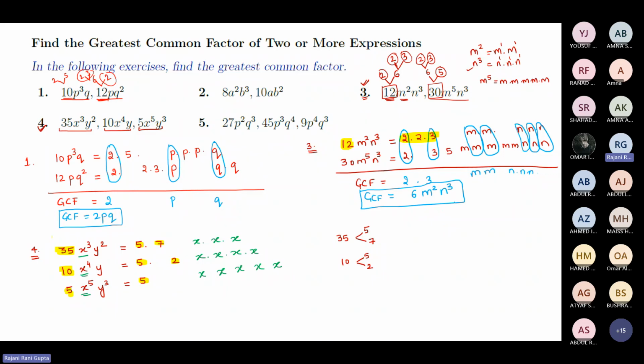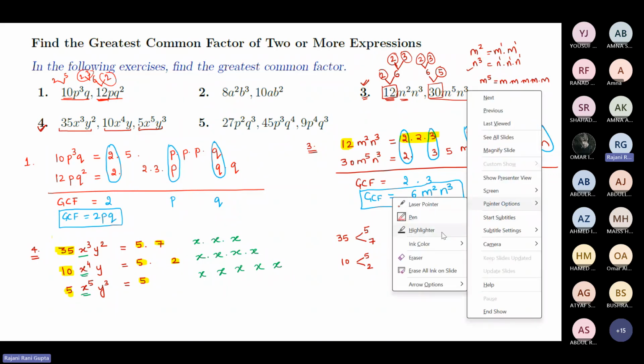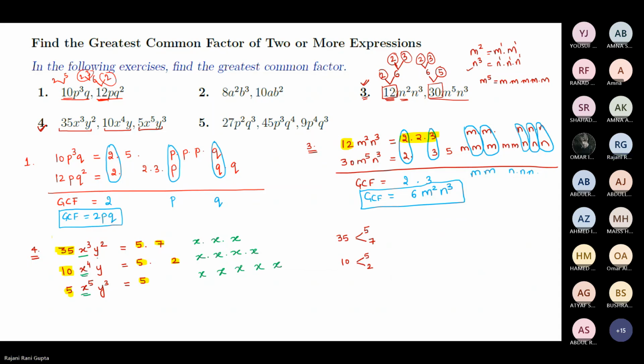Okay. Next is to work with y. So how will you work with y? You have y power 2, so it means y multiply y. Here you have only y, so write it below. Here y power 3, so y, and y 3 times. Now find the greatest common factor. Is this step clear to everyone?